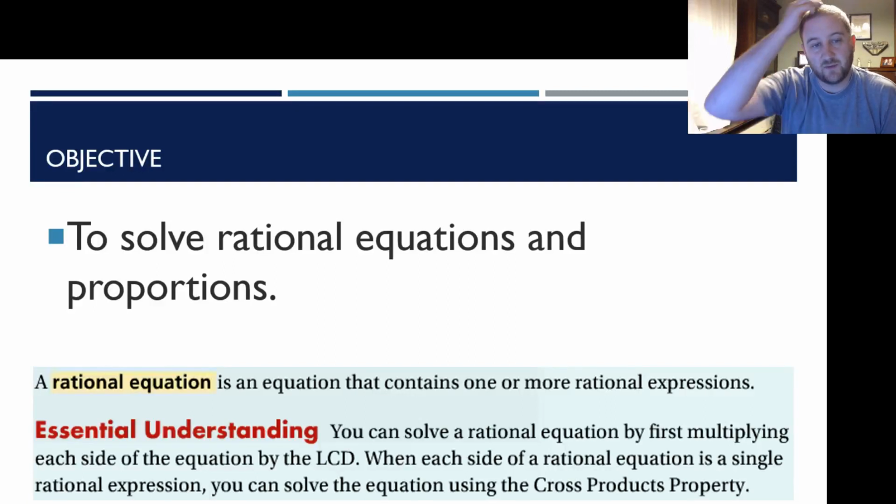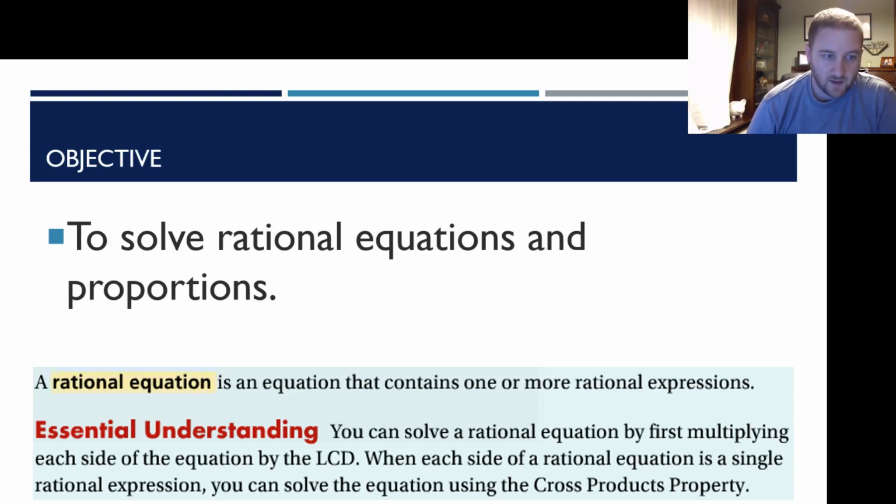Today, our objective is to solve rational equations and proportions. Now, a rational equation is an equation that contains one or more rational expressions. You can solve a rational equation by first multiplying each side of the equation by the least common denominator. When each side of a rational equation is a single rational expression, you can then solve the equation using the cross products property.